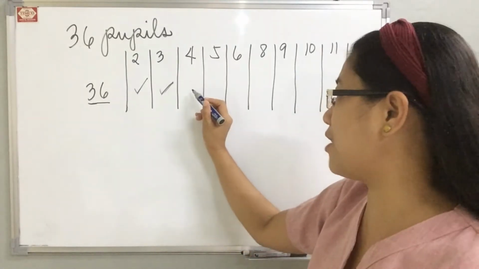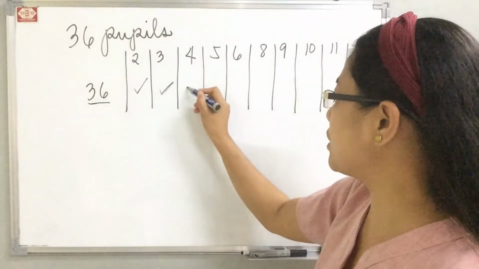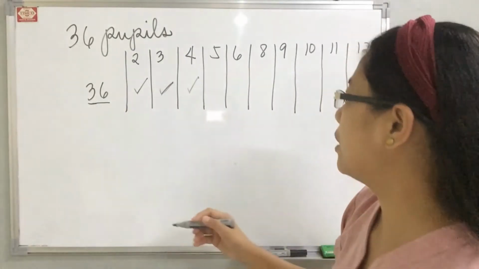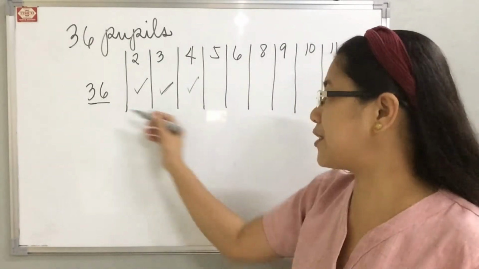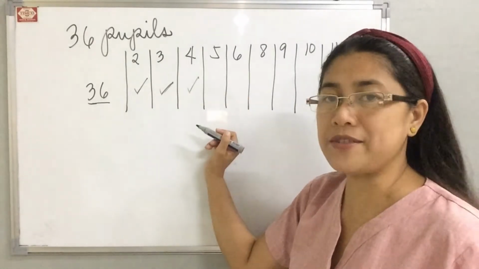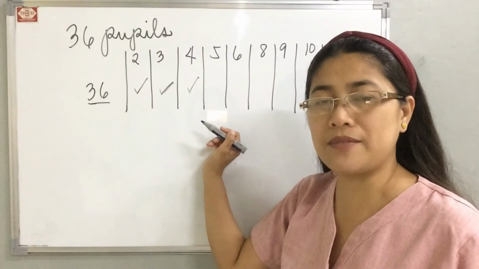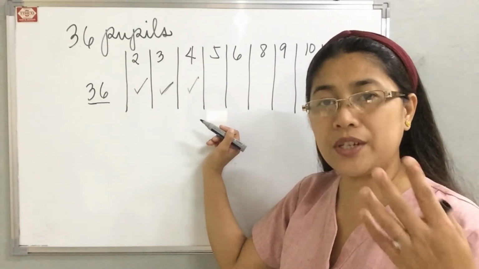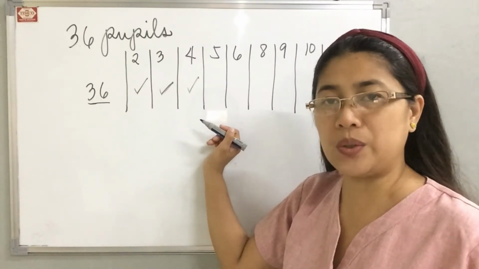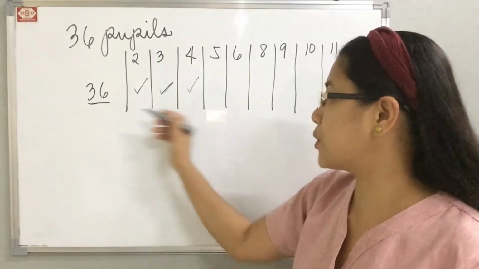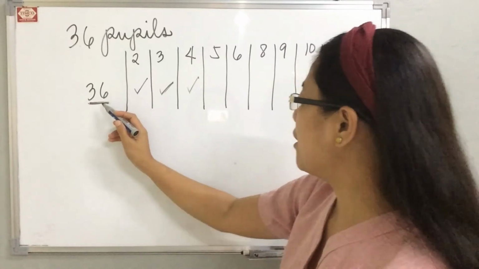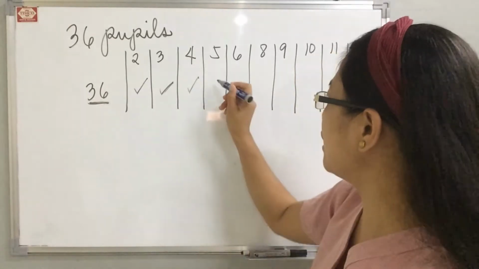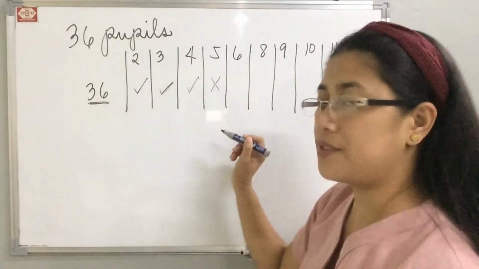Yes. So therefore, 36 is divisible by 4. How about number 5? Is 36 divisible by 5? What is our rule for number 5? If a number ends with 0 or 5 only. So since the last digit is not 0 or even 5, therefore 36 is not divisible by 5.